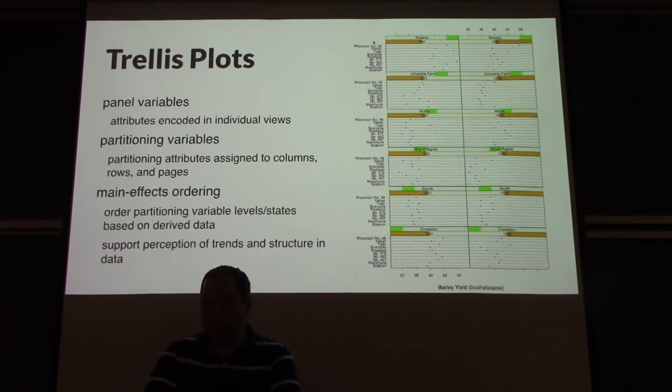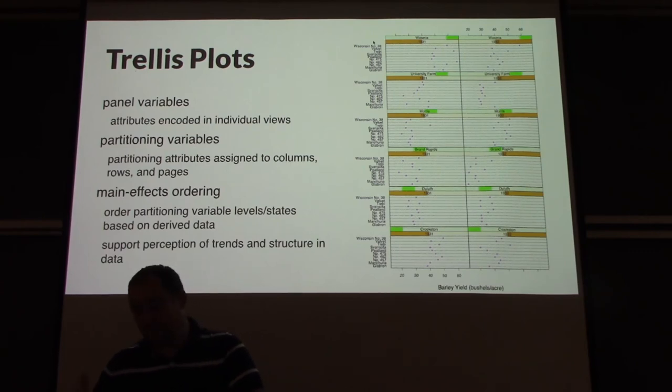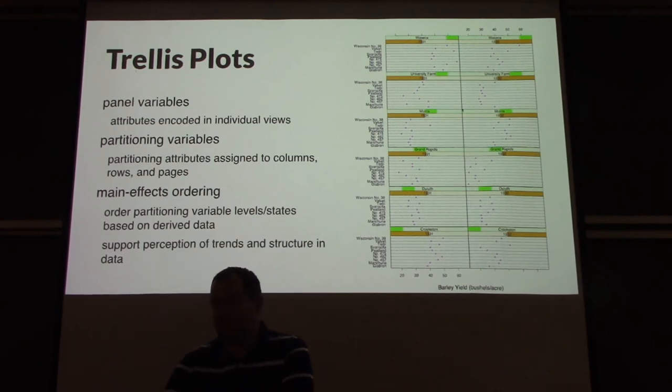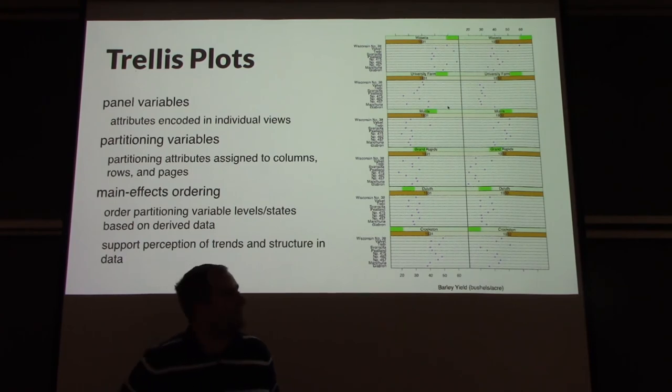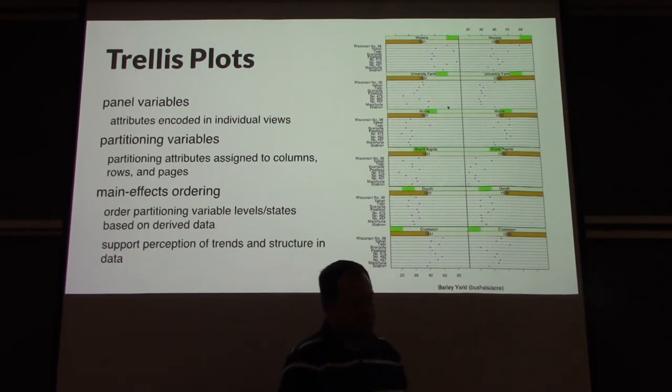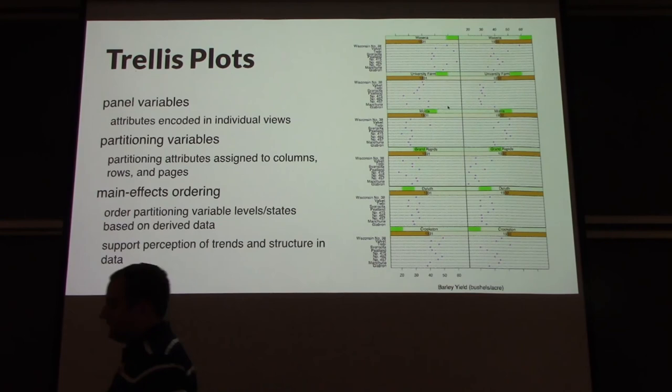So we have these three different facets to the data. We are partitioning the attributes. The partitioning attributes are assigned to columns, so this would be the years in this case. And then we have a main effect ordering. Here, the main effect ordering is the yield, I think at least. Somebody has calculated a median, and this has ordered it accordingly.